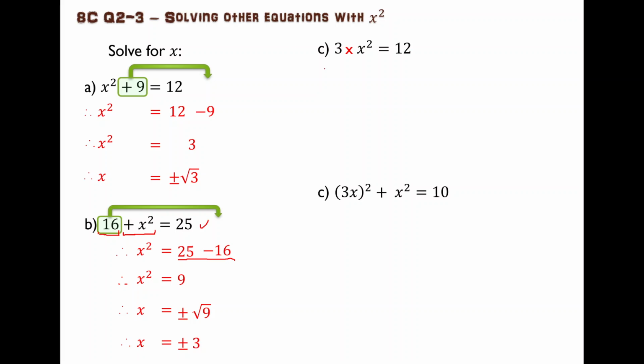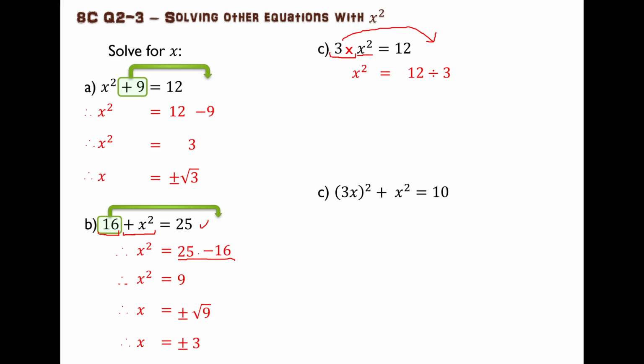We're going to do something similar. I want to get x squared by itself, but it has been multiplied by 3. So we need to do the opposite of multiplying by 3, and that is to divide by 3. Opposite of multiply is divide, so we divide by 3.